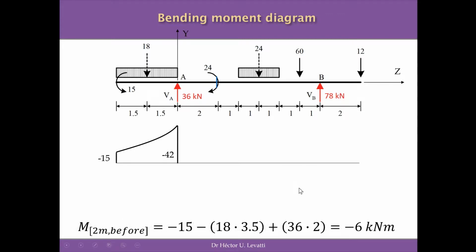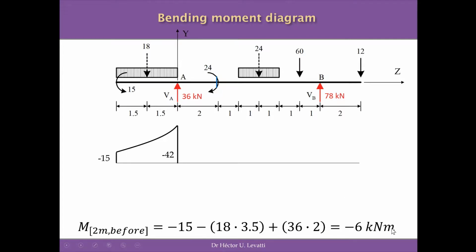The next cross-section we are going to analyze is the cross-section that is immediately before the point of application of this concentrated moment of 24 kilonewton per meter. So we are at the blue cross-section, and in there the moment will be equal to minus 15, the concentrated moment applied in here, minus 18 times 3.5, the distance from this equivalent load to the point of the cross-section in blue, plus 36, the reaction multiplied by 2 meters, the distance to the cross-section in blue we are using for the analysis at the moment.